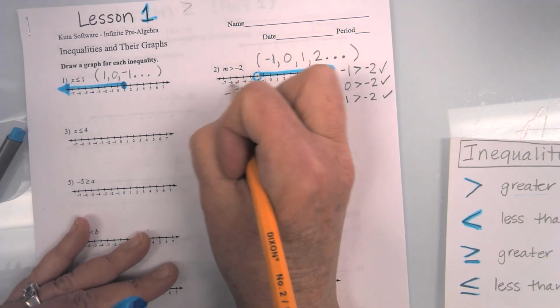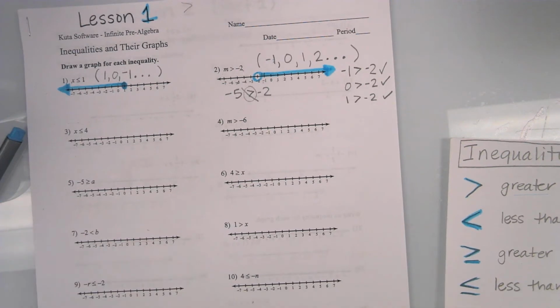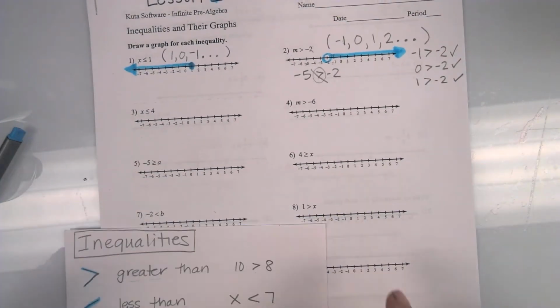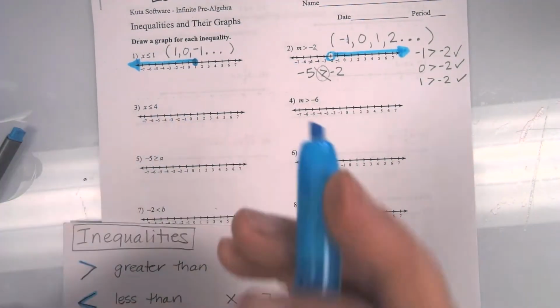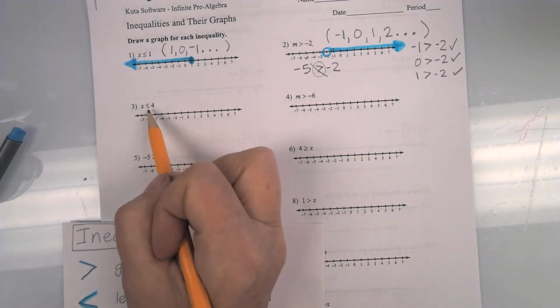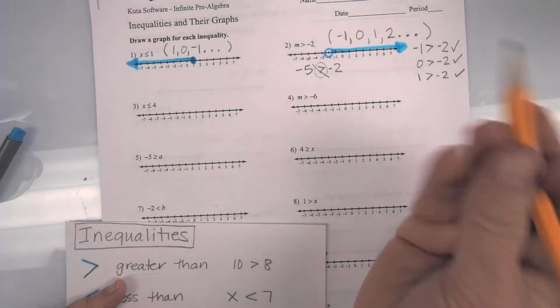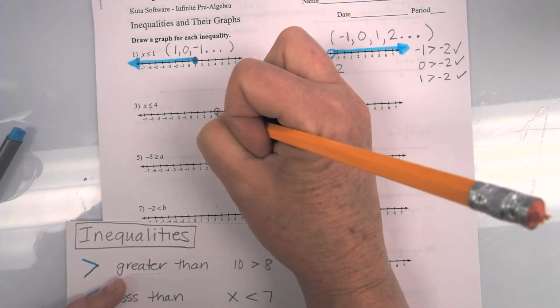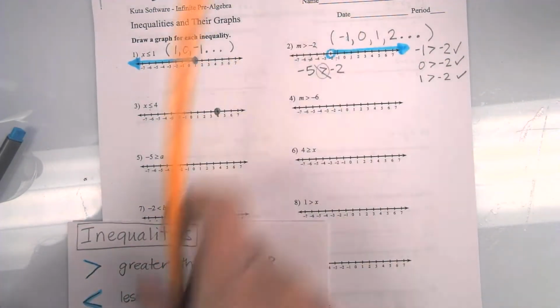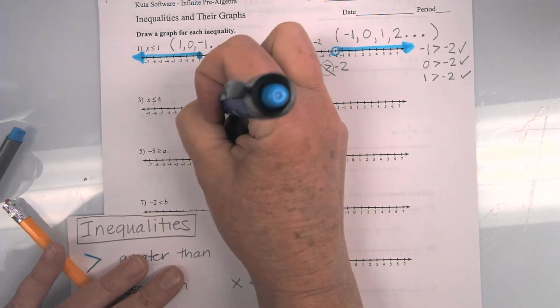So -5 is not a solution. Okay, let's look at our next one. Notice my next one does have x is less than or equal to 4. Since we have the equal sign, we are going to go to the 4 and make a solid circle, because 4 is one of the answers.